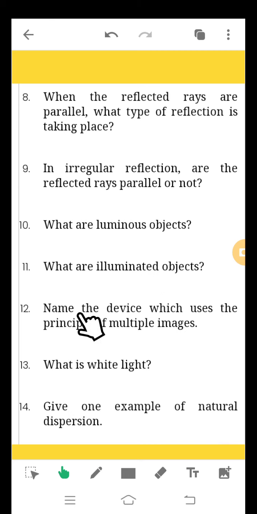Question 12. Name the device which uses the principle of multiple images. What is it? Yes, kaleidoscope. What is white light? White light is a combination of seven colors of light. There are 7 colors in the white light, and generally it is the sunlight which is called white light. Question 14. Give one example of natural dispersion. A very good example of natural dispersion is rainbow.